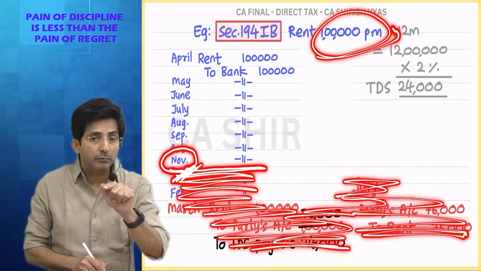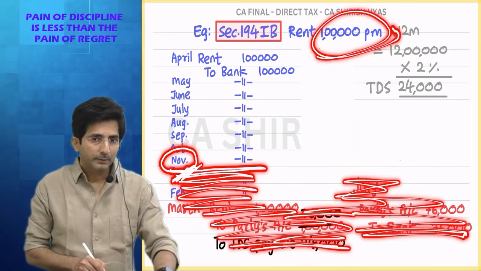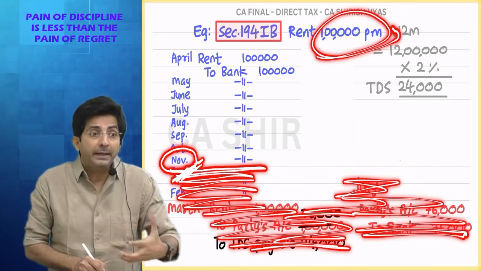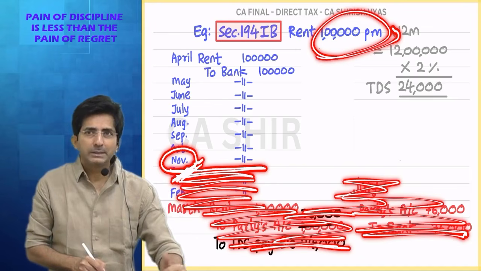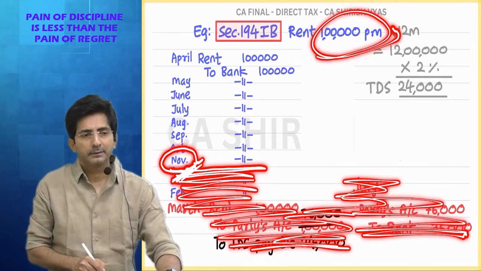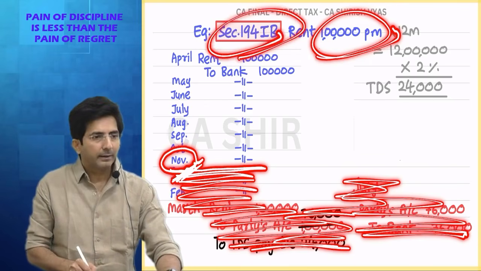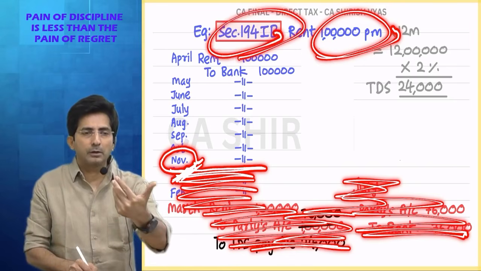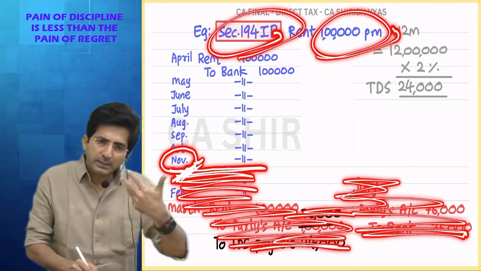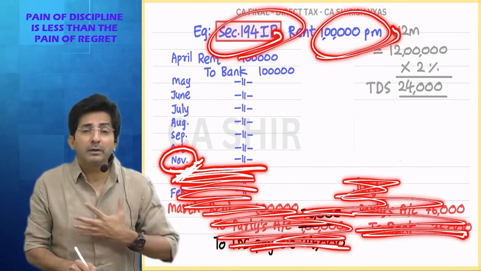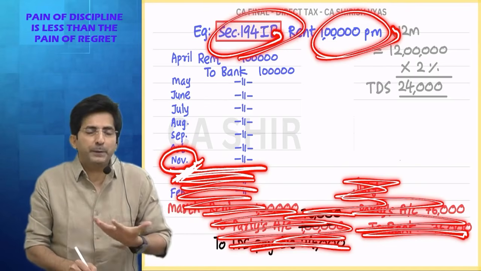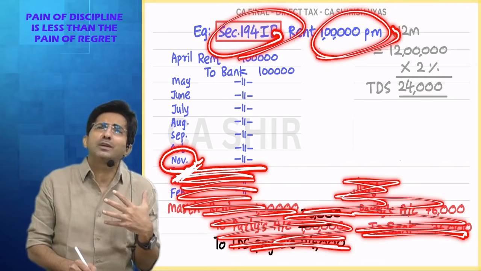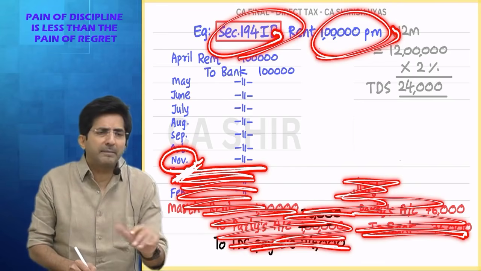TDS payable 16,000. When I have to deposit? See, November I have created a liability to TDS payable. So when should I deposit? You will say 7th of next month. Wrong. 30th of next month. Under 194 IB, 7th of next month is not applicable ever. It's always 30th of next month. This is one more relief given by government to people under 194 IB. Because people under 194 IB are small individual HUF. Government doesn't want to trouble them.